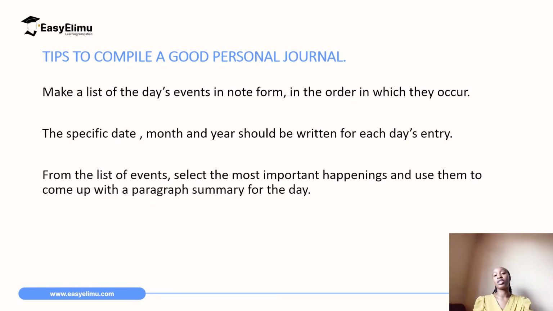But maybe you want to journal, maybe this games tournament was for, let's say, 4 days. So you start with day 1, you make a list of what happened on day 1, day 2, day 3, day 4, like that. And remember, when you start journaling, to have the date, the month, and the year before you start journaling. And lastly, from the list of events, select the most important happenings and use them to come up with a paragraph summary for the day.